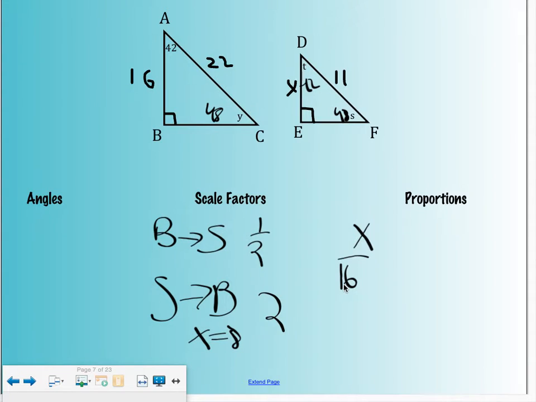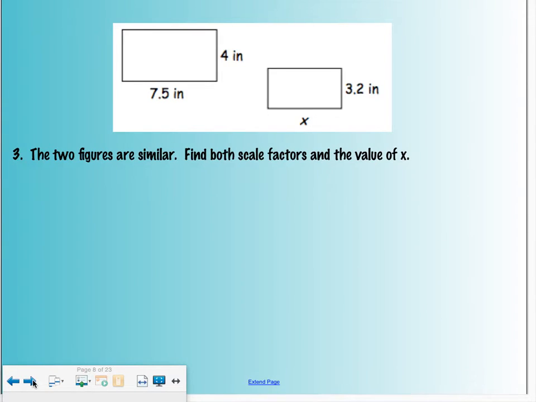Come on. x over 16 equals 11 over 22. So if you take a look at this here, x to 16 are corresponding sides, that's this ratio. And then 11 to 22, another ratio of corresponding sides, which have to be equal. And when you multiply and solve this, you will get 8. And again, there's other ways. We're just going to do one. Okay. Any questions? Okay.